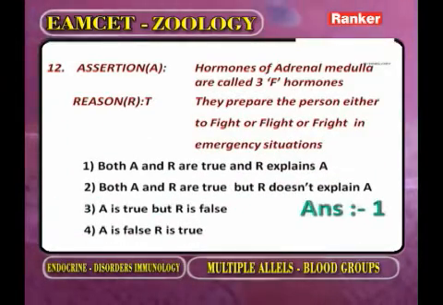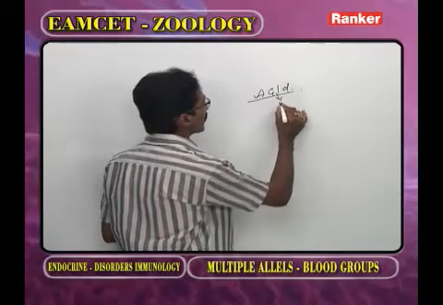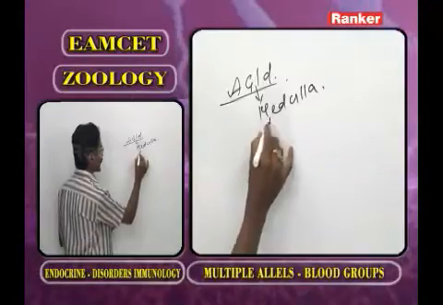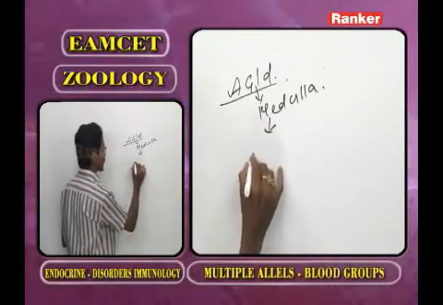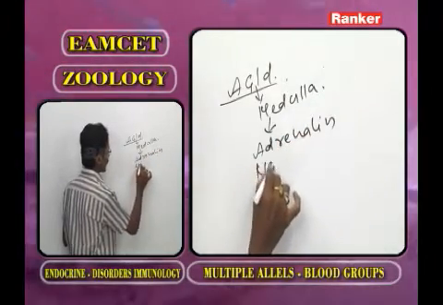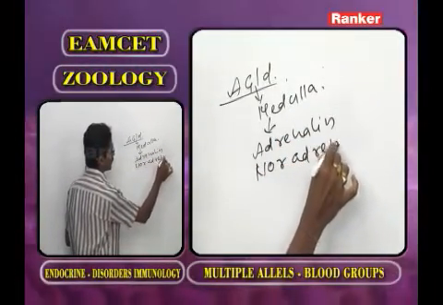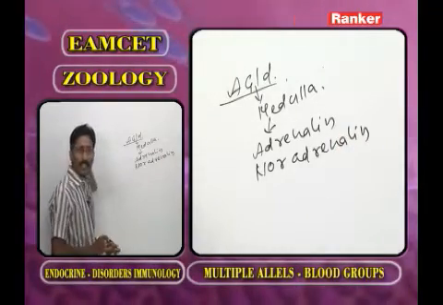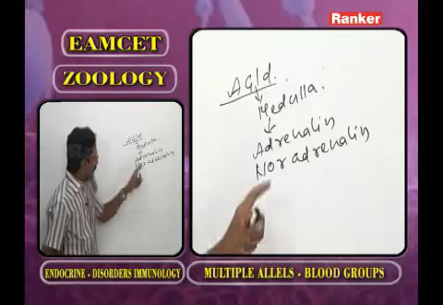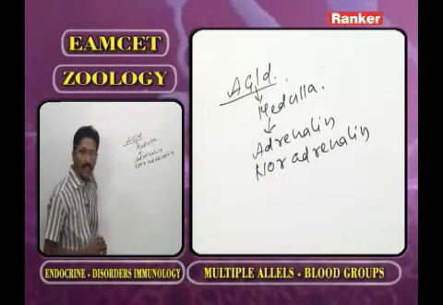Assertion: hormones of adrenal medulla. Now we are discussing the adrenal medulla. The second part of the adrenal gland we call the medulla. Now the medulla secretes what type of hormones? One is adrenaline and the second one we call noradrenaline. The medulla secretes adrenaline and noradrenaline. It is also called epinephrine and norepinephrine.